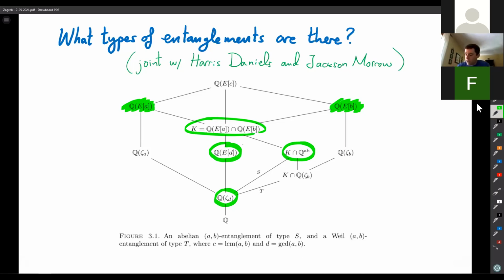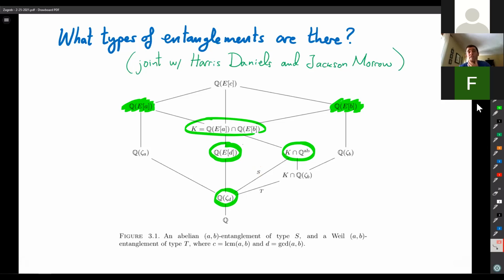However, if S here is non-trivial, so if this extension here is non-trivial, then we say that there is an abelian entanglement of type S. Again, no entanglement means that S is trivial. There is nothing else other than the D roots of unity. So that would be an abelian entanglement.